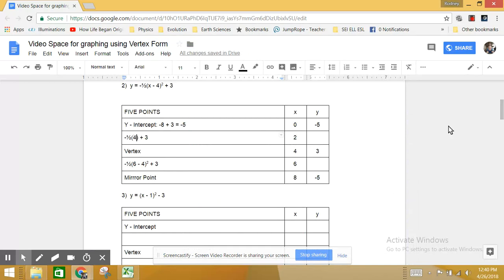Okay, now we've got 4 times negative 1/2. Well, 1/2 times 4 is 2, and negative 1/2 times 4 is negative 2. So I've got negative 2 plus 3, which equals 1. So I have a point here at 1. Okay, and we can predict that this will be 1, but we're going to solve it anyway, just to make that really clear. So 6 minus 4 is 2, and 2 squared is 4.